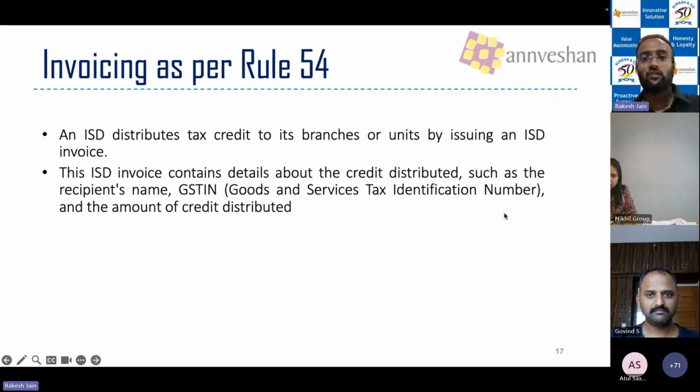Now, section 54, rule 54 talks about the invoice formula which needs to be used. What would be the format for an ISD invoice? That is covered under rule 54. It is mostly similar to a normal invoice, right? But it talks about the credit distributed from one branch to another branch. That is the invoicing as per rule 54.